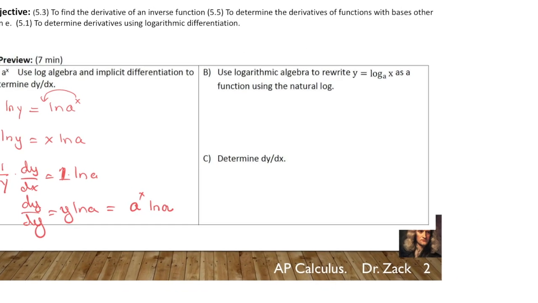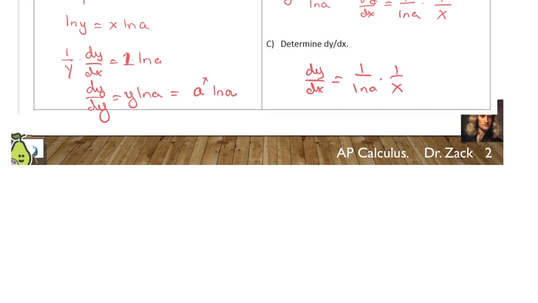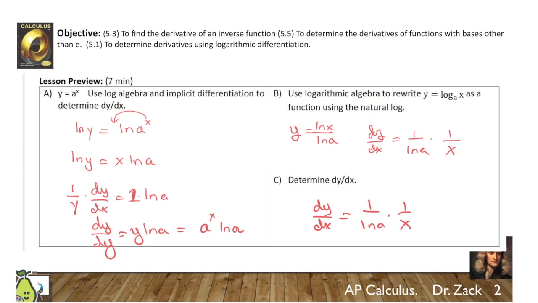For question B, you use logarithmic algebra to rewrite your log base a function. And so the algebra you should use is the log base a of x is actually the natural log of x divided by the natural log of a. So your derivative dy dx is going to be 1 over the natural log of a, because that's constant, times 1 over x, and then dx, which is 1. So we now know that dy dx is going to be equal to 1 over the natural log of a times 1 over x. So your lesson preview actually sets you up for some new rules.